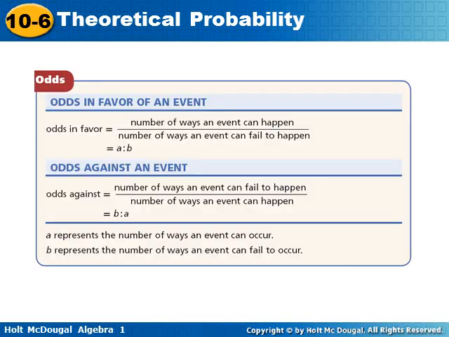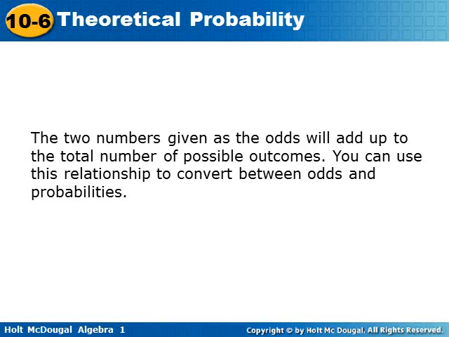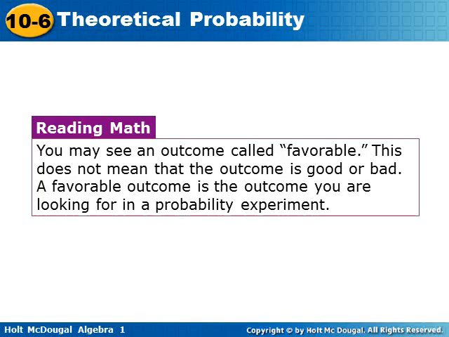Odds in favor of an event would be the number of ways an event can happen to the number of ways an event can fail to happen, A to B. Odds against would be the number of ways an event can fail to happen to the number of ways an event can happen, B to A. A represents the number of ways the event can occur, and B represents the number of ways the event would fail to occur. The two numbers given as the odds will add up to the total number of possible outcomes. You can use this relationship to convert between odds and probabilities.